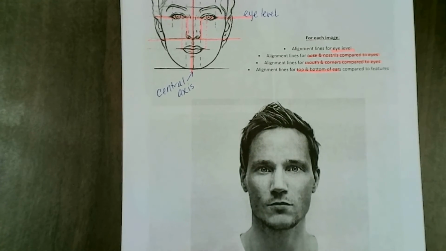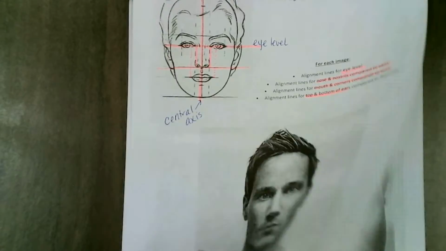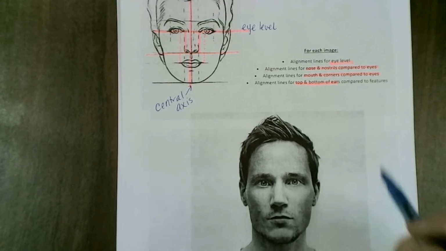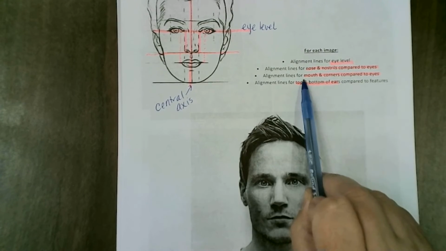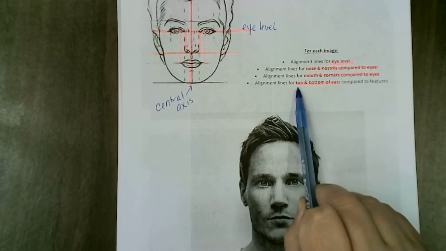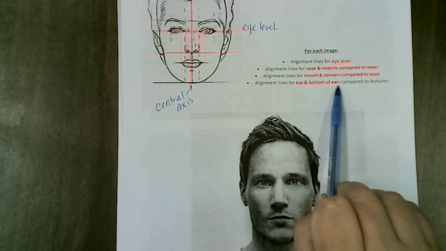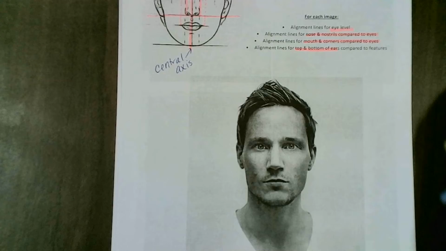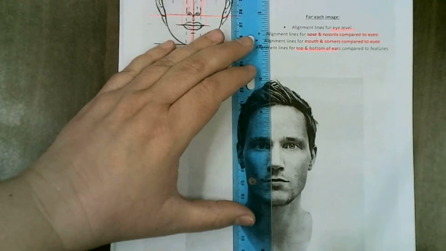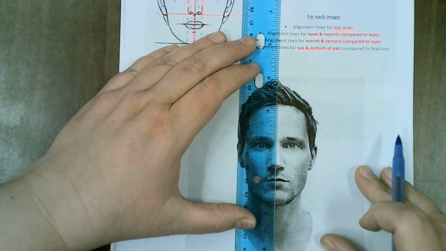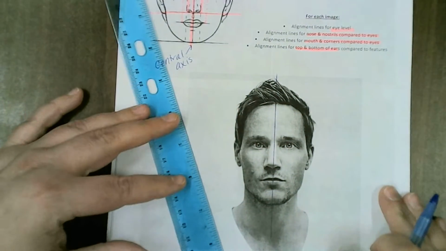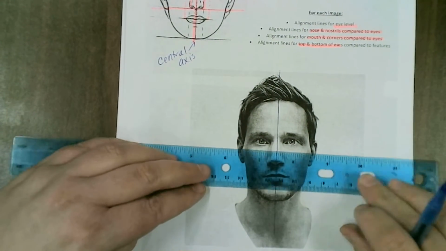All right, so we're going to do this image together and then I'll show you a couple more. For each one, you're looking for 4 things: eye level, how the nose lines up with the eyes, how the mouth lines up with the eyes, and how the ears align with other facial features. Okay, so I'm going to do central axis, and I'm going to do just blue pen. You can do highlighter if you want. We just want to be able to see it, so not pencil. If you don't have blue pen, go get a highlighter.